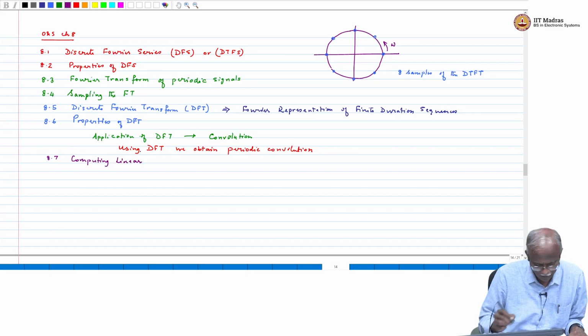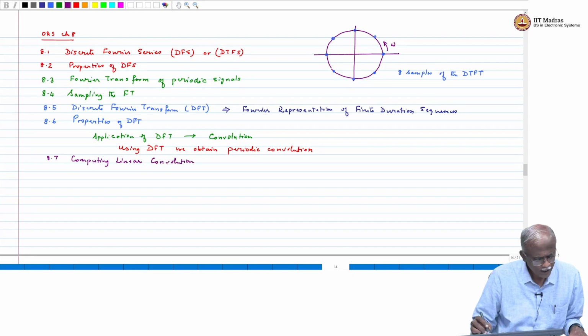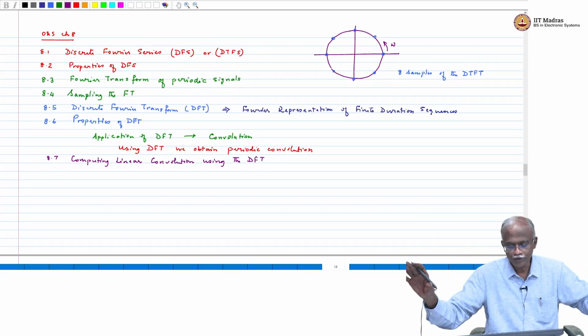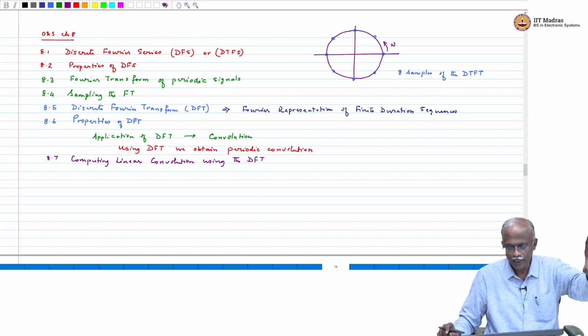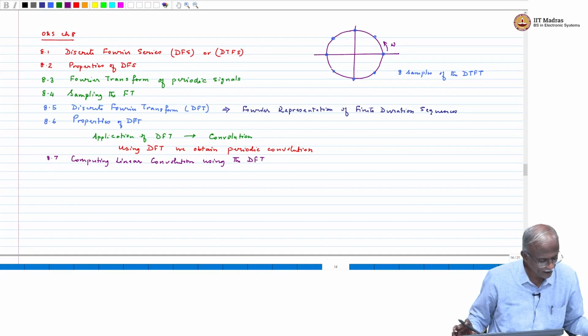This is what we want in all LTI input-output systems. Our interest is to get linear convolution. But we want to compute that using the DFT, because we will show that what we get is a very efficient algorithm. So this is the layout of chapter 8. We start with DFS, then move to DFT, and then finally look at an important application.